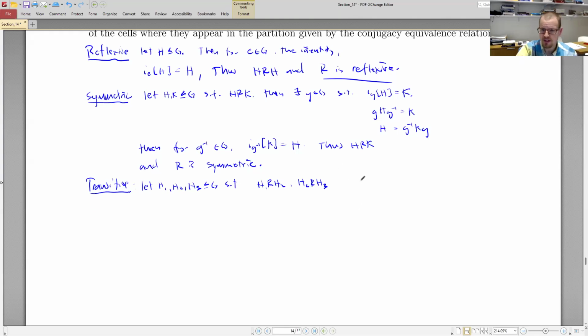This is going to give us, then there exists G1, G2 elements of G such that the inner automorphism using G1 of H1 is equal to H2. That's H1 is related to H2. And the inner automorphism using G2 of H2 is equal to H3. Now this sounds good, fine, and wonderful.